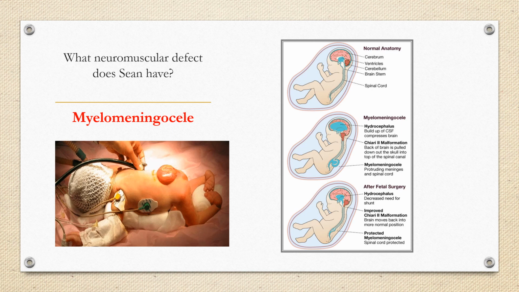So what neuromuscular defect does Sean have? He has a myelomeningocele, and I gave you a pretty good little diagram there of normal anatomy. Then with the myelomeningocele, you can see where we have a Chiari malformation, which affects fluid building up in the child's skull, so we'll end up with hydrocephalus if we have an Arnold-Chiari malformation. And then there's a picture after fetal surgery.